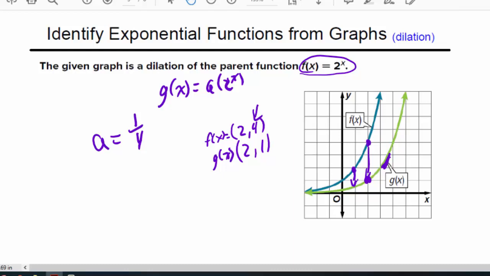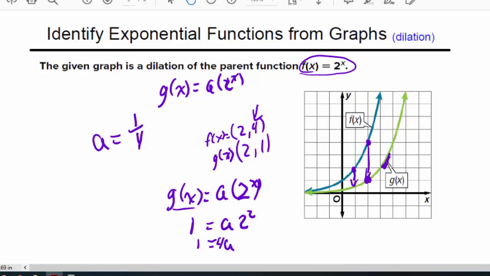So we have g of x equals a times 2 to the x. We want to find out what the a value is. So the x value, we're going to substitute the x value in at 2, so 2 to the second. And then the output of g at that point became a 1. And we end up with 1 equals a times 4, because 2 to the second here is 4. And then we divide by 4 on both sides, and a equals 1/4.